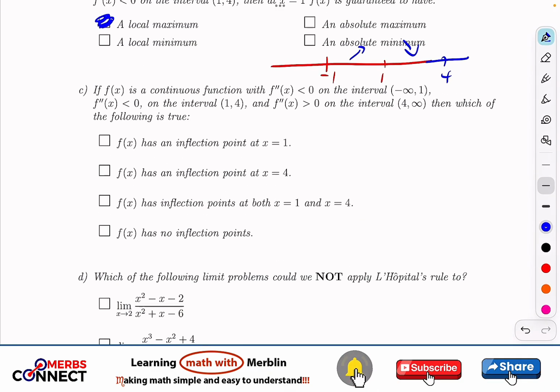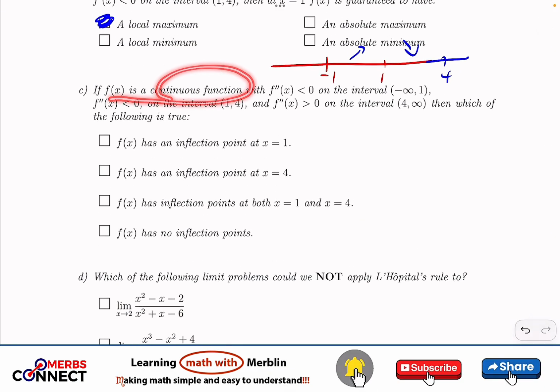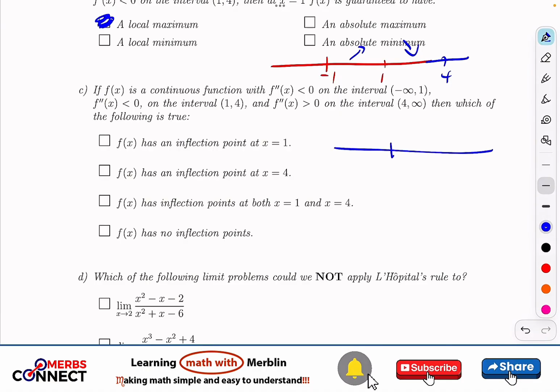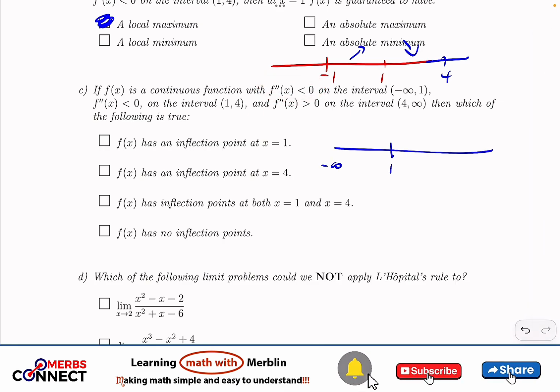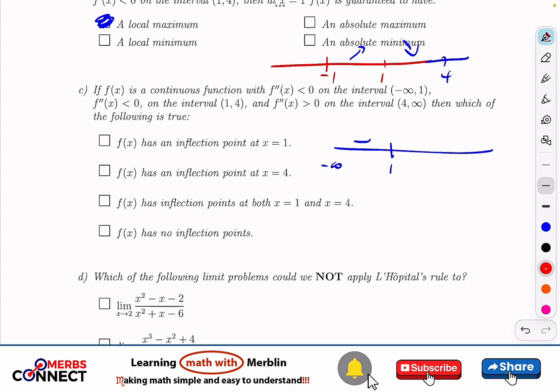Now let's look at this one too. If f of x is continuous and f double prime is less than 0 in between this. So let's put the sign chart here. If I put 1 here, from -infinity to 1, f double prime is less than 0, meaning that it's negative. And anytime we have negative, we have concave down. Good. So we are done with this. Now, in between 1 and 4, we have the function less than 0, so also negative, and this is also concave down again.